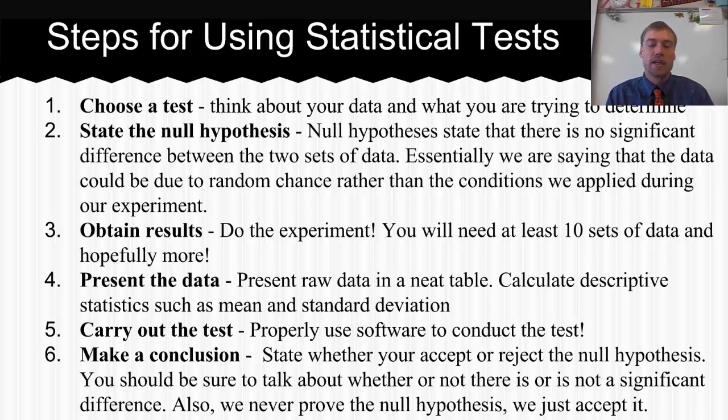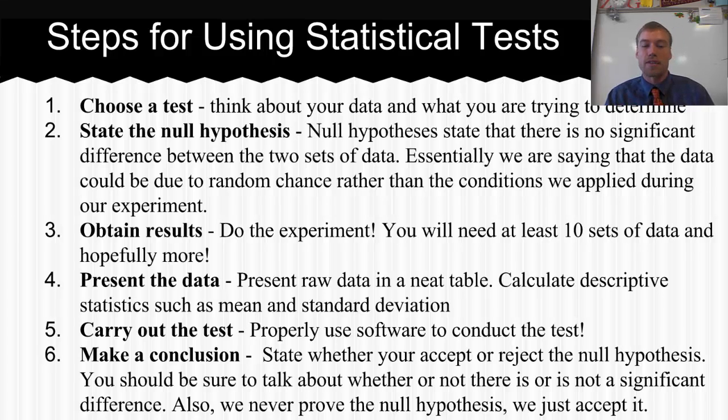Then you've got to actually obtain results, right? You've got to do your experiment. Whenever you're doing an experiment, you need at least 10 sets of data, right? That's your n number. N has got to be greater than or equal to 10. Finally, you're going to present the data. So you present the raw data in a neat table. You're always going to have raw data in a table. You're going to calculate descriptive statistics such as mean and standard deviation. You should be able to calculate mean and standard deviation by hand. You don't always have to, but you should be able to.